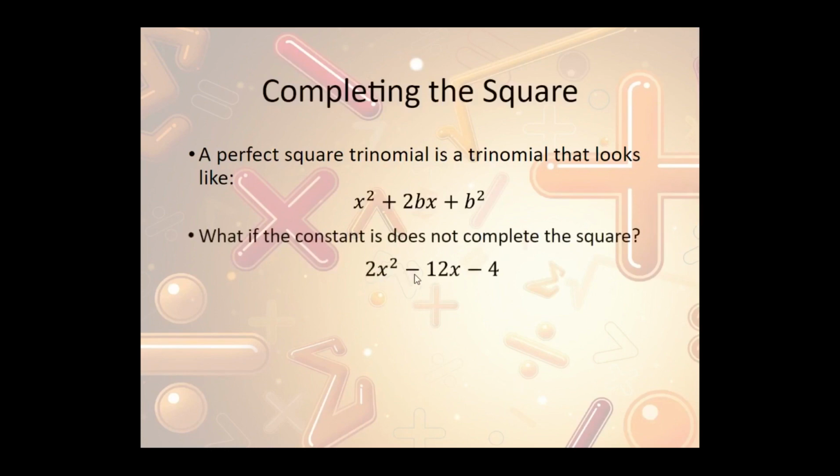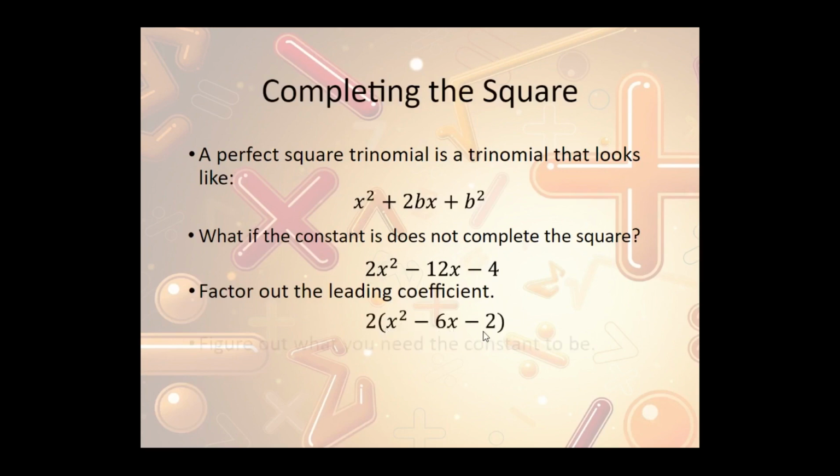Now we have 2x squared minus 12x minus 4. We're going to factor out the lead coefficient because we can't complete the square if there's a number in front. So we're going to divide everything by 2, and now we get 2 times (x squared minus 6x minus 2). Now we go through our steps like we did before. We take negative 6 and divide it in half. Negative 6 divided by 2 is negative 3. We square that and we get 9. So that's what we need it to be.